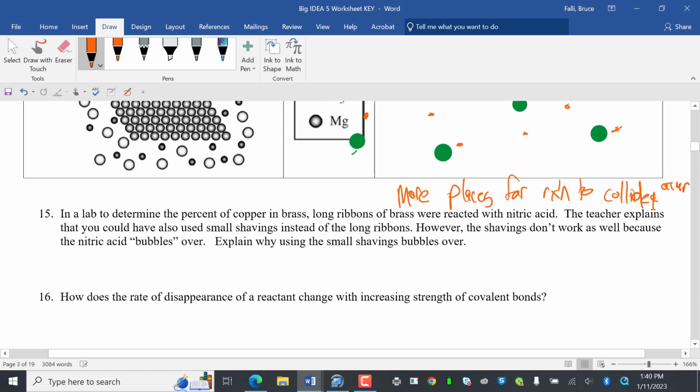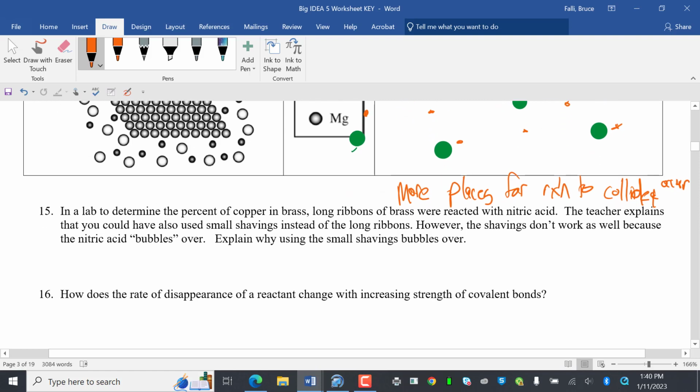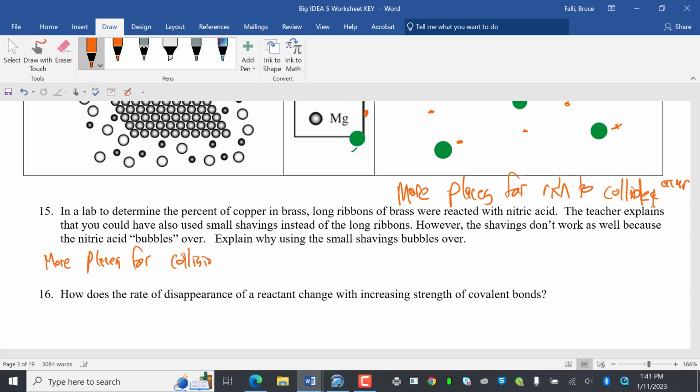Good. In a lab to determine the percent copper in brass, long ribbons of brass react with nitric acid. The teacher explains that you could have also used small shavings instead of long ribbons. However, the shavings don't work as well because the nitric acid bubbles over. Explain why using the small shavings bubbles over. More places for collisions. So rate is up and bubbles form too quickly.